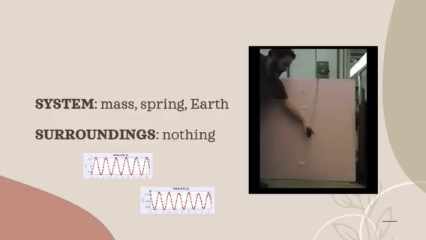Right here, we're defining our system as the mass, the spring, and Earth, and our surroundings are nothing because our system is isolated. And this is what the video that we're using looks like. There's a mass that we call the ball in the code connected to the spring, and it's moving in a little arc like that.